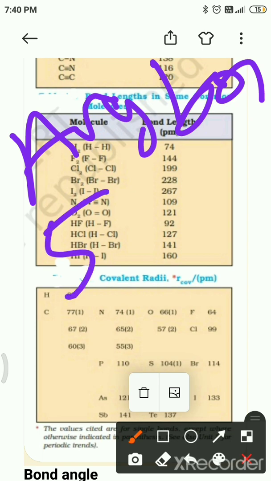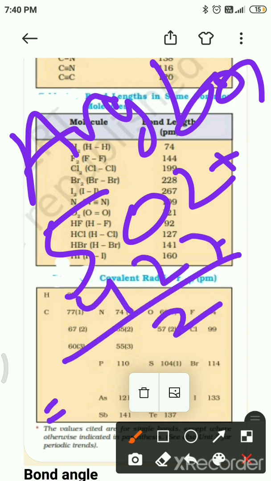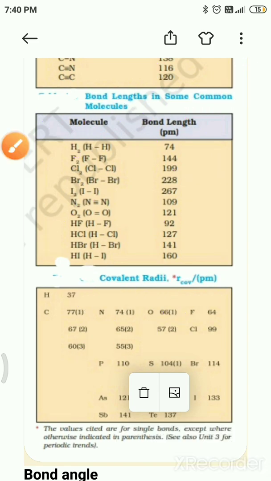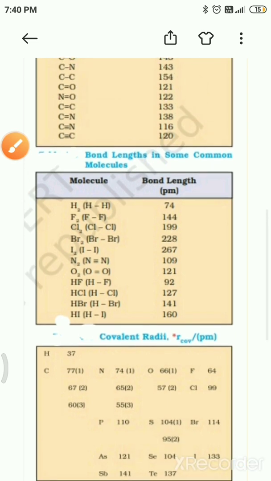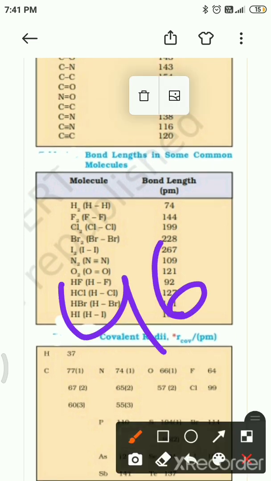So the average bond enthalpy: 502 for the first O-H bond in water, plus 427 for the second O-H, divided by 2, gives 464.5 kilojoule per mole. This is the average bond enthalpy of water, hydrogen oxide.